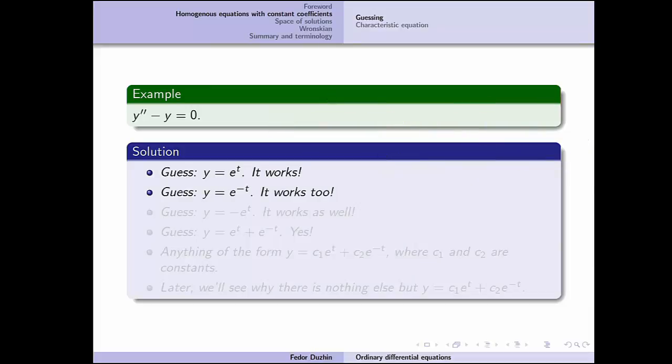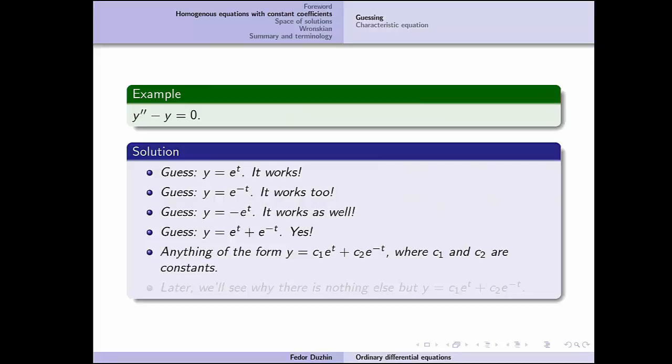But in exactly the same way, if we try y equals e to the negative t, then y prime is going to be minus e to the minus t, and y double prime is going to be e to the minus t again, and then y minus y double prime is going to be e to the minus t minus e to the minus t, which is 0. So this function again satisfies the differential equation. And if you try the sum e to the t plus e to the minus t, it's still going to satisfy the differential equation.